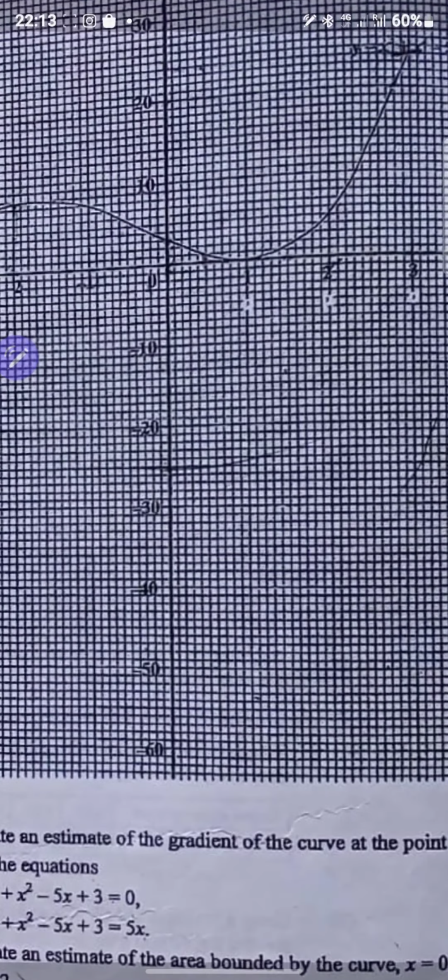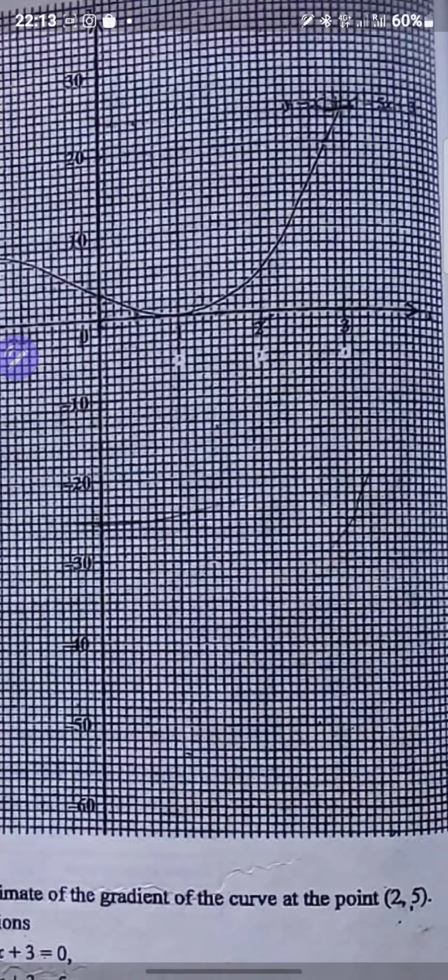5, 2 marks. So what you do here, this one is 2, 5. This is your x value, this is your y value. So what you do, you go on the x on your graph here. This is your graph. Let me just zoom the picture. Okay, so the x-axis 2 is here. This is your 2 here.